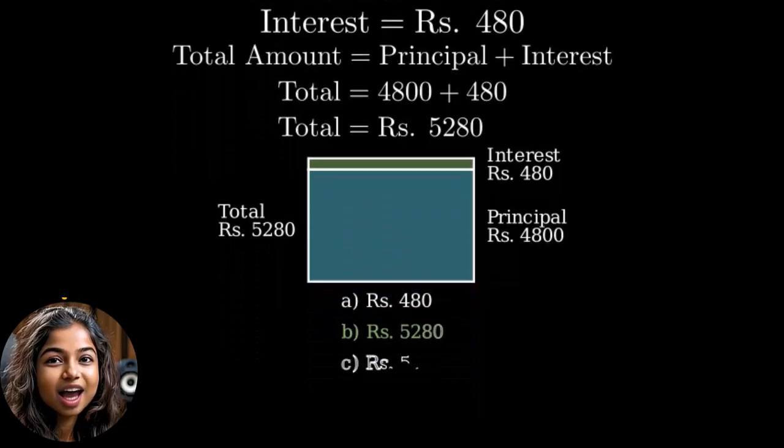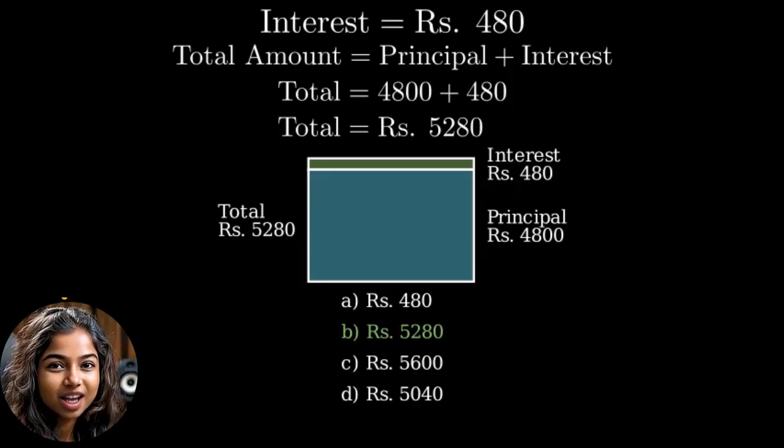A. 480 rupees. This is just the interest, not the total amount. B. 5,280 rupees. This is our answer. C. 5,600 rupees, too high. D. 5,040 rupees, too low. Therefore, the correct answer is B.